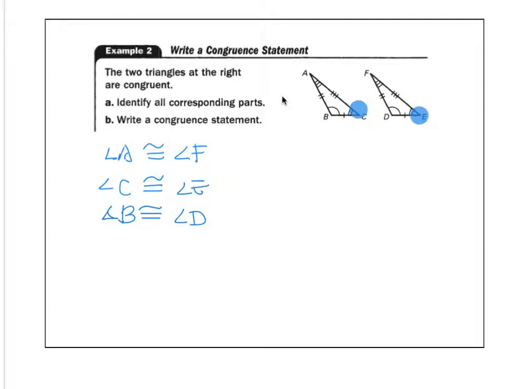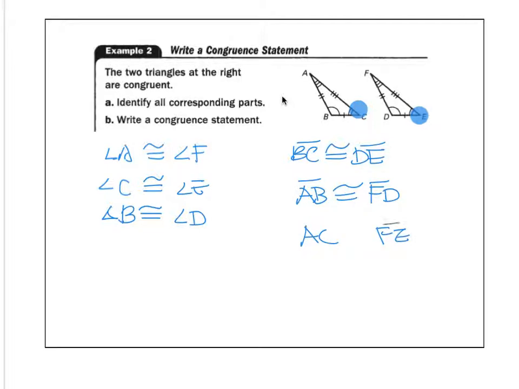And then we move on to the sides. It's also labeled with tick marks. BC and DE are congruent. AB and FD are congruent. And AC and FE are congruent. Right? So I think I have covered it all. And so that's part A. For part B, we have to write a congruence statement.